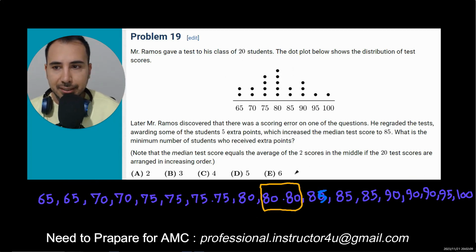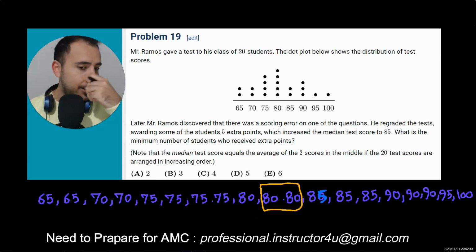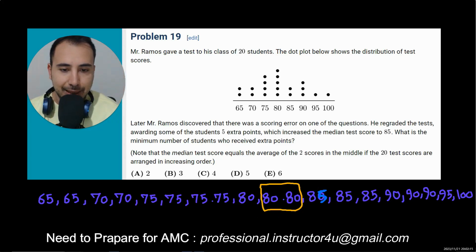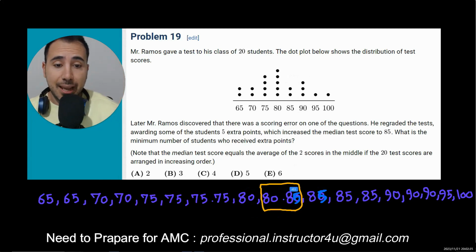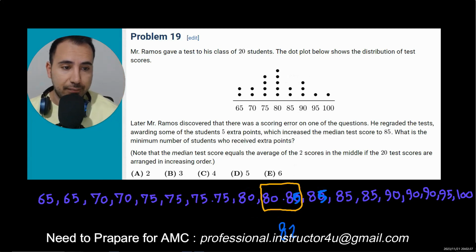But still, we would see that the median, these two 80s, didn't change. Now, if I take another of these 80s and add 5 to them, remember, even if I make this one 85, this one will take the place of this one, so it wouldn't change. Good. So now this one will be 85. If I just change 2, now the average will be 82.5. We don't want this. We want the average to be 85.